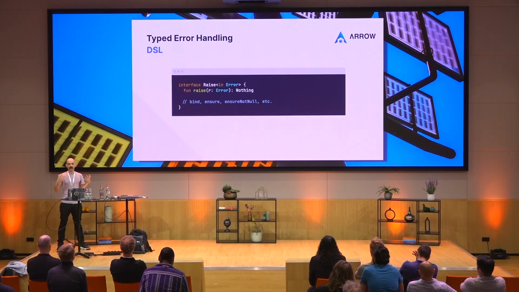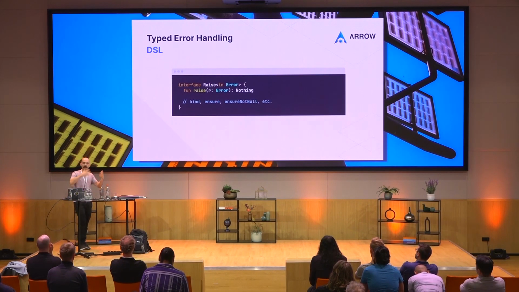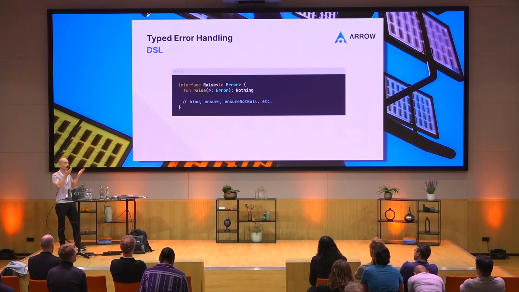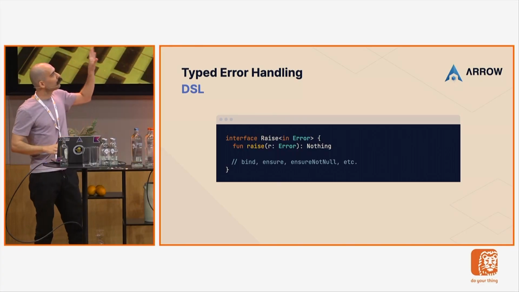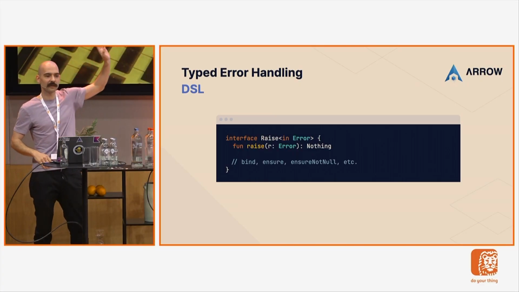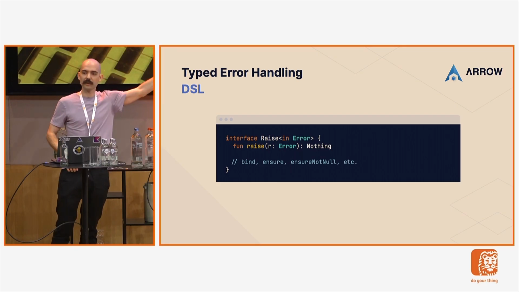So how can we do this? Well, I already mentioned that all the DSLs work with a single abstract method interface, and for typed error handling, this is what the interface looks like. So we have a Raise interface which takes a generic value of Error, can be any value of Error, does not have to implement a Throwable hierarchy, and you can raise a value of that error type into the DSL. What is important here to remember is that the raise function returns Nothing. Who here is familiar with Nothing?